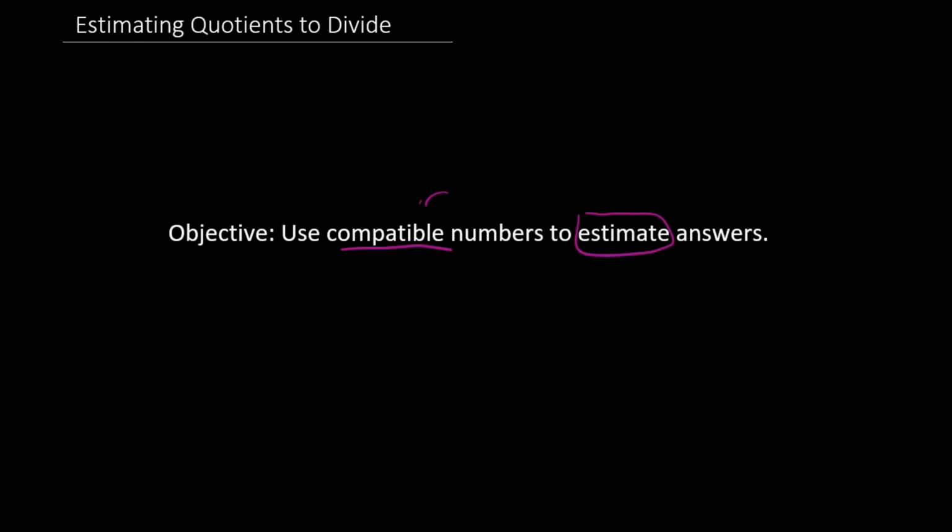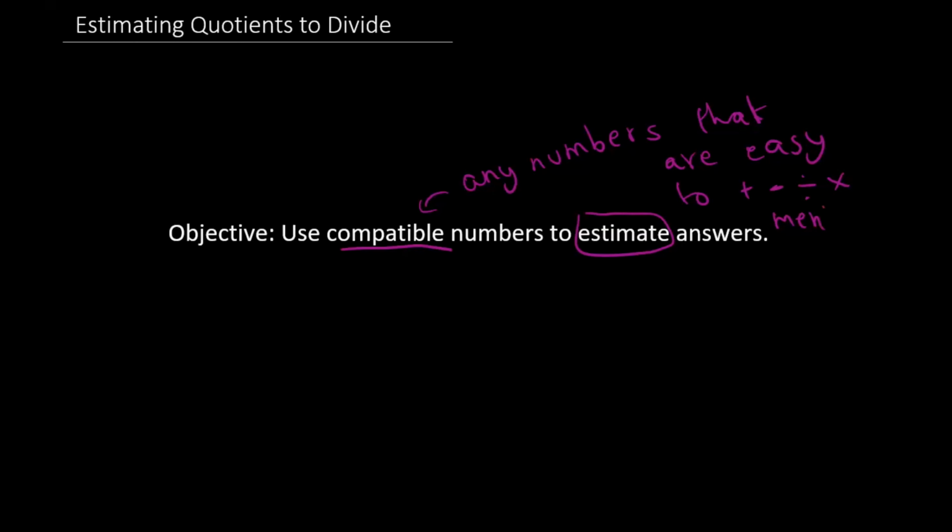Compatible numbers are any numbers that are easy to add or multiply or divide. When you estimate, those numbers can be added, subtracted, multiplied or divided in your head. You don't have to use a pen or paper. So, any numbers that are easy to work with mentally. That's an important word, mentally, so in your head.